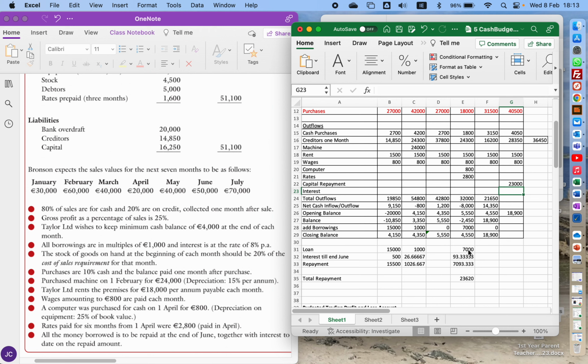And then the interest is going to be, I might round this off, so you have 500 plus 26.6, so I'm going to call it 27, plus 93.3, I'm going to call it 93. So my total outflows, I'll do the same formula I had before. So that's my total outflows.